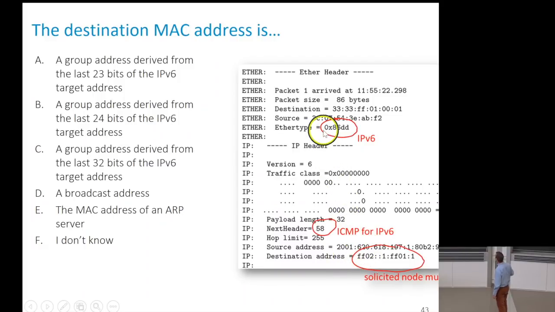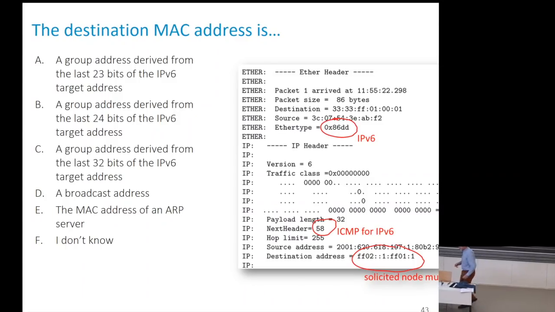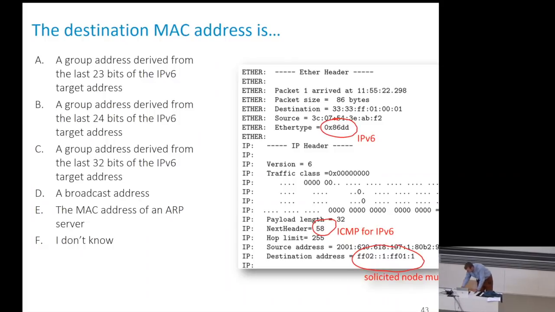And we see that the destination MAC address is 3333 FF01001 here. What can you say about the MAC address that is here? And the majority says B, which is almost true. This, I must admit, was a tricky question.